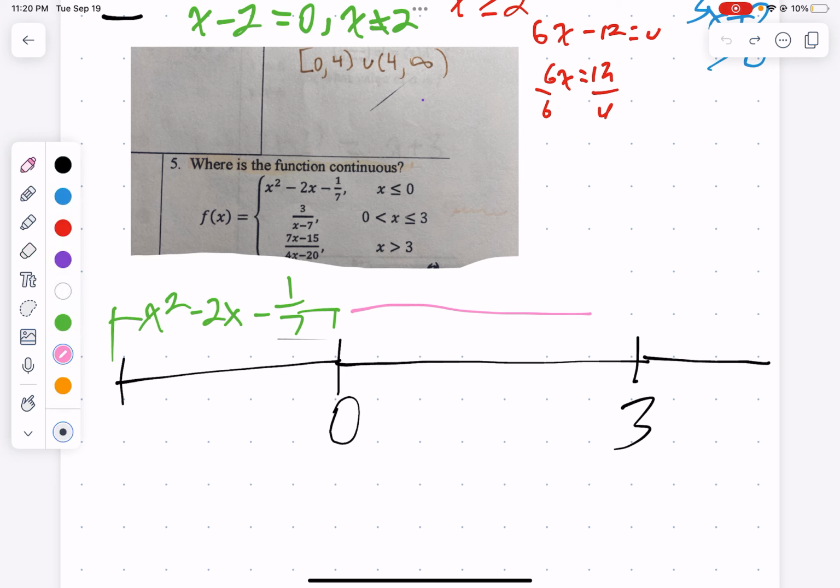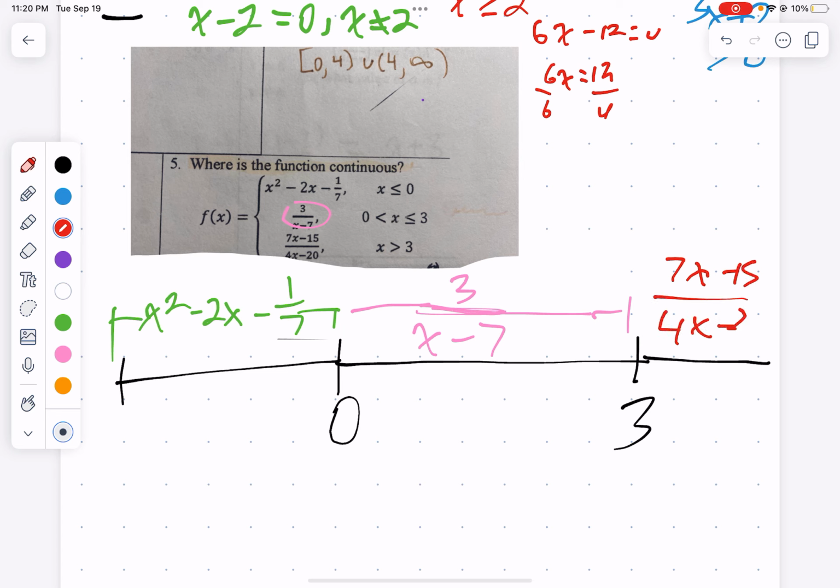Okay, now for this middle section over here, we have x greater than 0 and x less than or equal to 3. So that means this middle interval is going to be this one right here: 3 over x minus 7. All right, perfect. And then for anything x greater than 3, it's going to be this right here: 7x minus 15 over 4x minus 20.